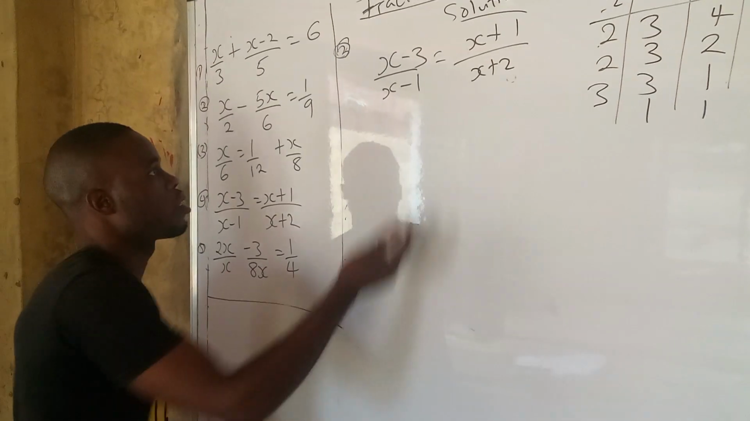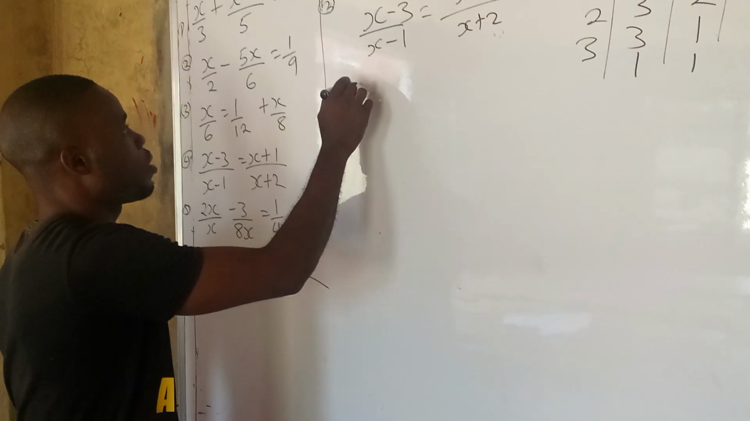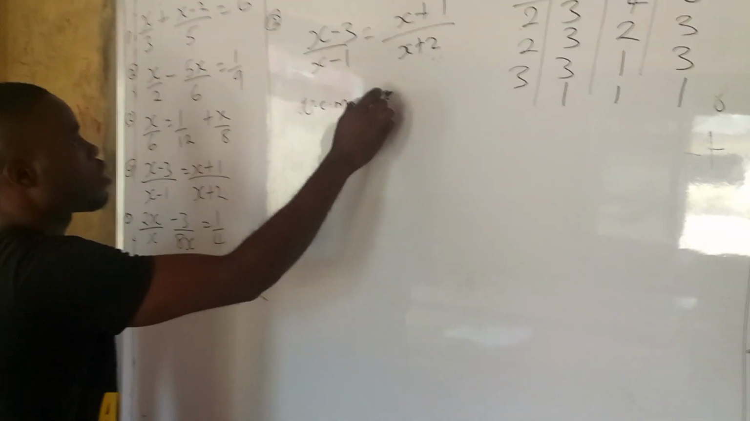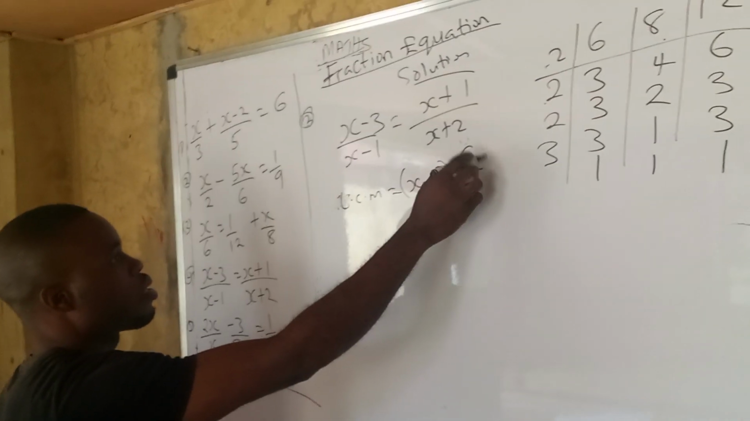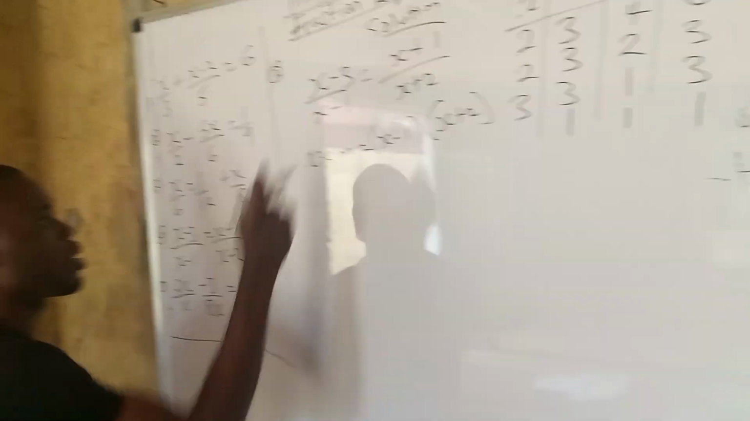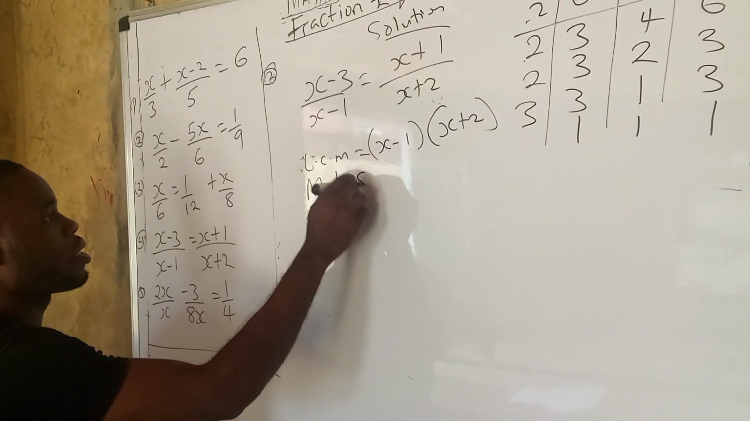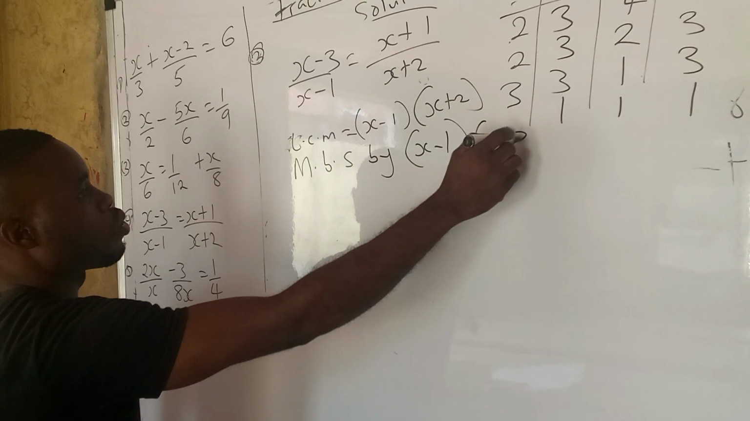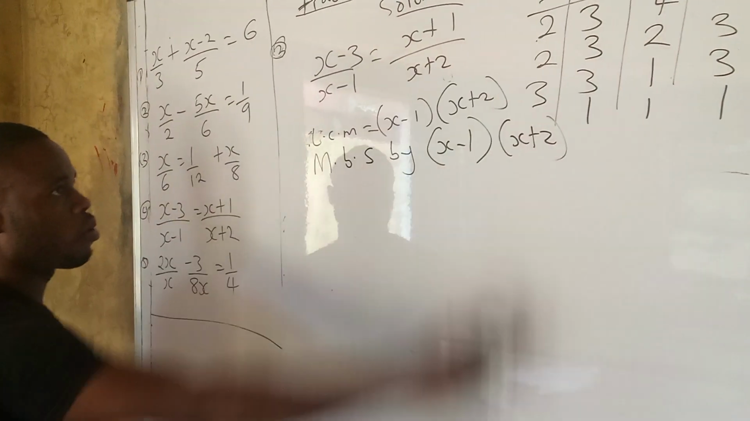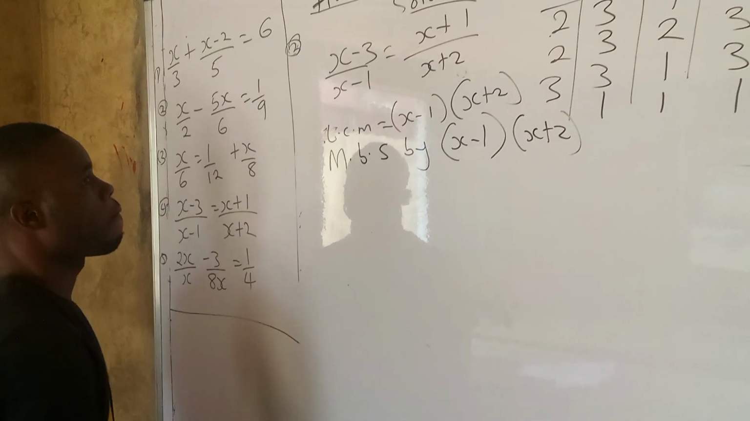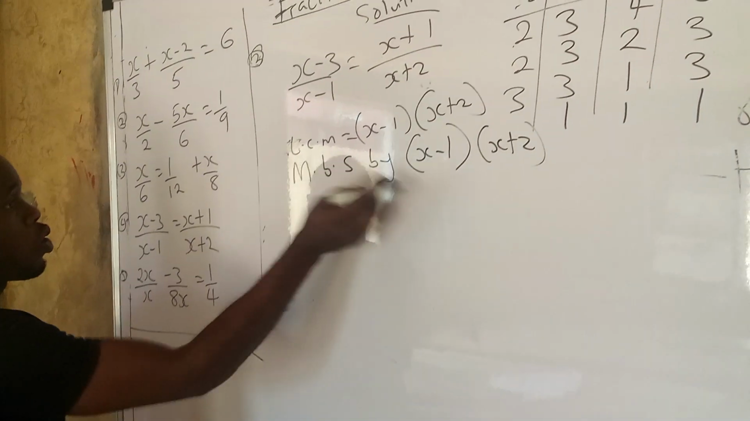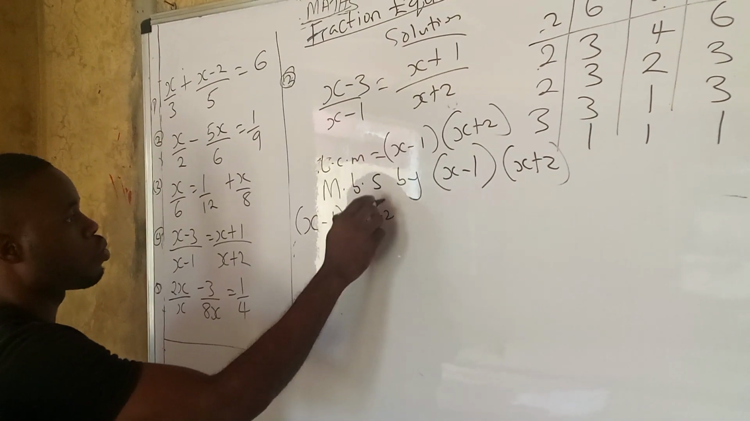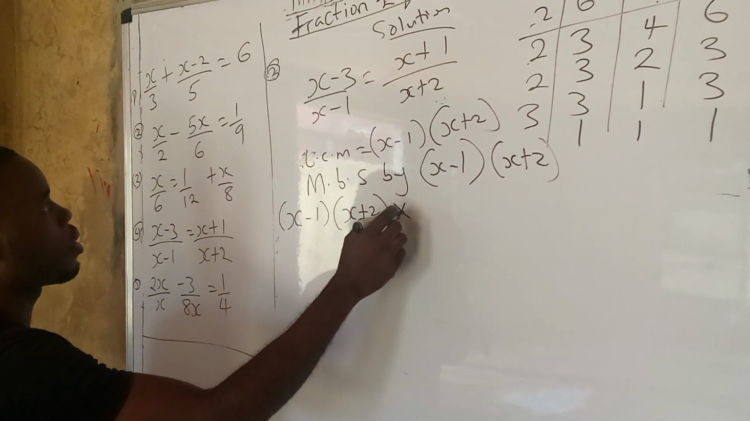But what you need to do is combine the two. Your LCM is x minus 1 in brackets and x plus 2 in brackets. We are combining the two. So we multiply both sides by x minus 1, x plus 2, because there is no way we can compute this on that diagram. So we are going to multiply by x minus 1 and then x plus 2 on both sides.